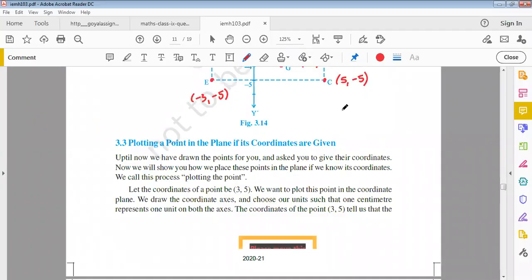Okay, so you have seen the location of the points. Now, plotting a point in the plane if its coordinates are given. How to plot? Okay, now let us take a few things on this.